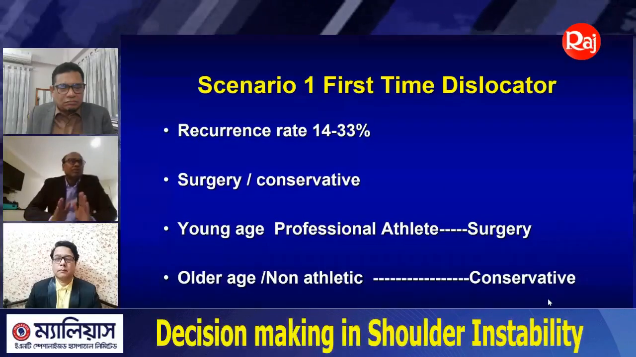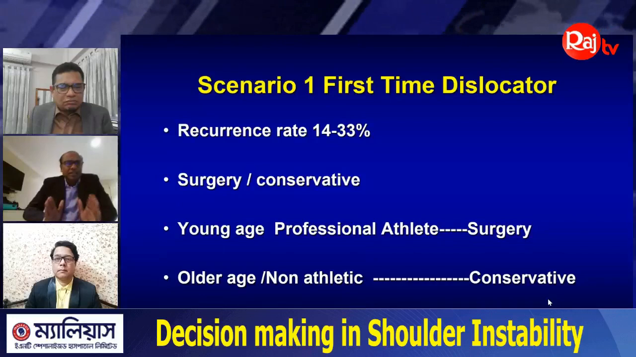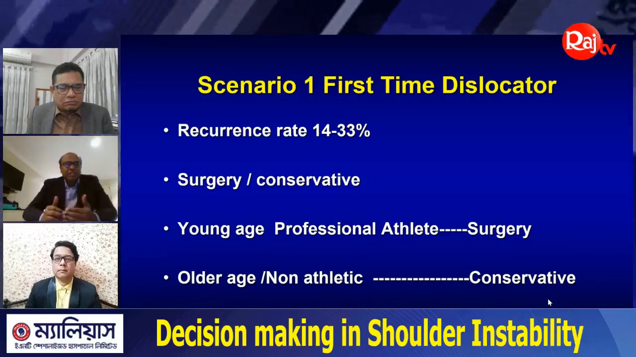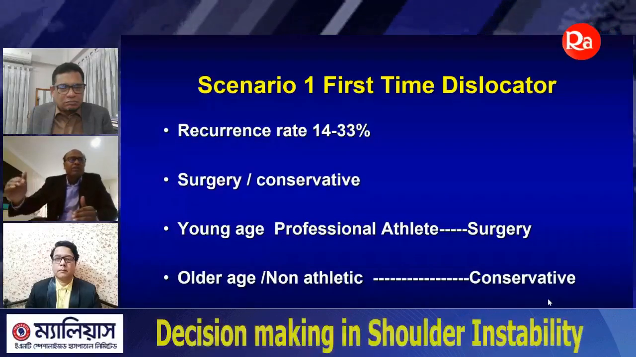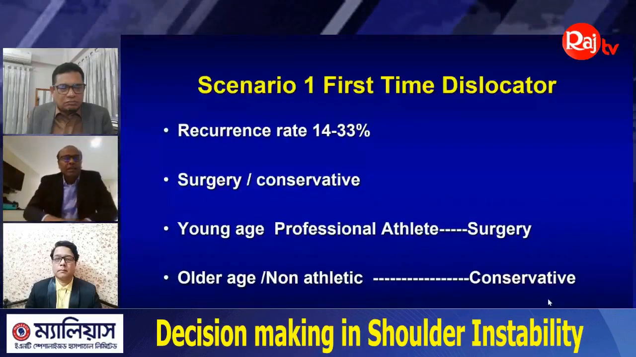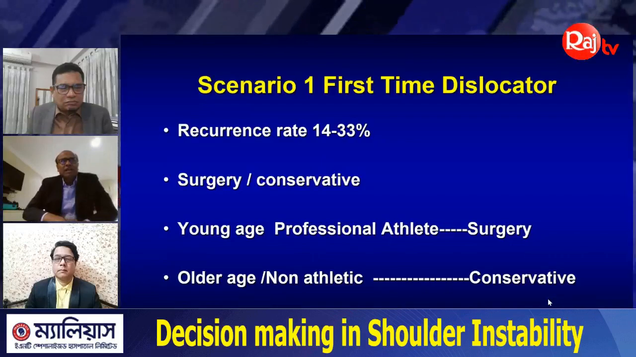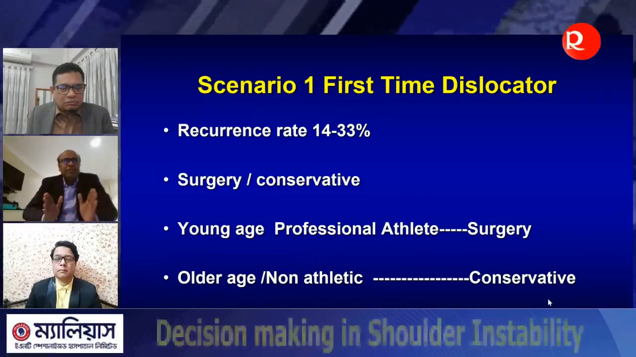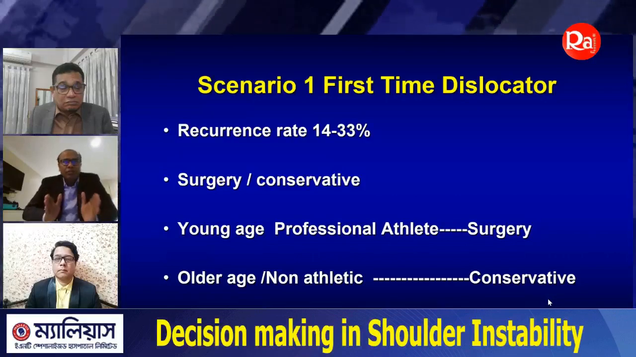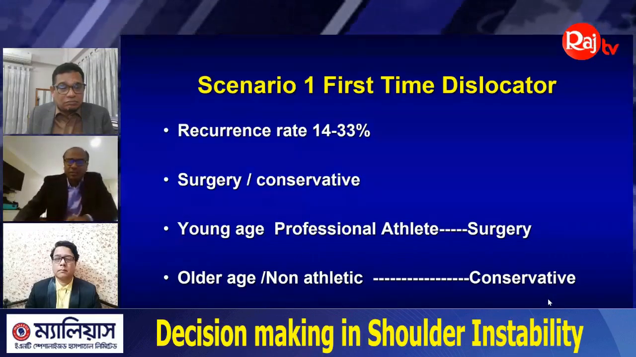The younger age is normally between 15 and 30. That is the younger age group. Around 30, 35, towards 45 or 50, try to treat them as elderly. I think this is the clear-cut guideline which will guide you whether you will go for surgery or conservative treatment in a first-time dislocator.